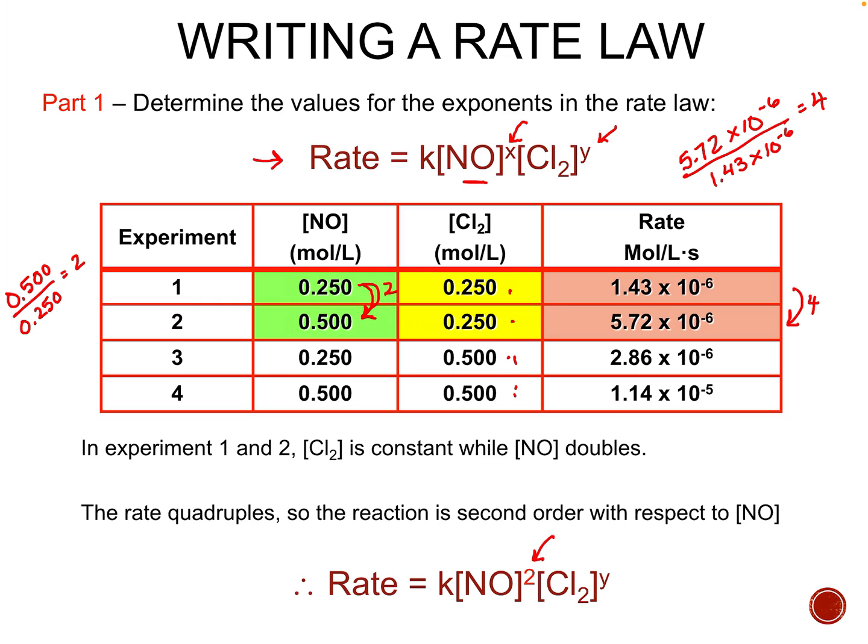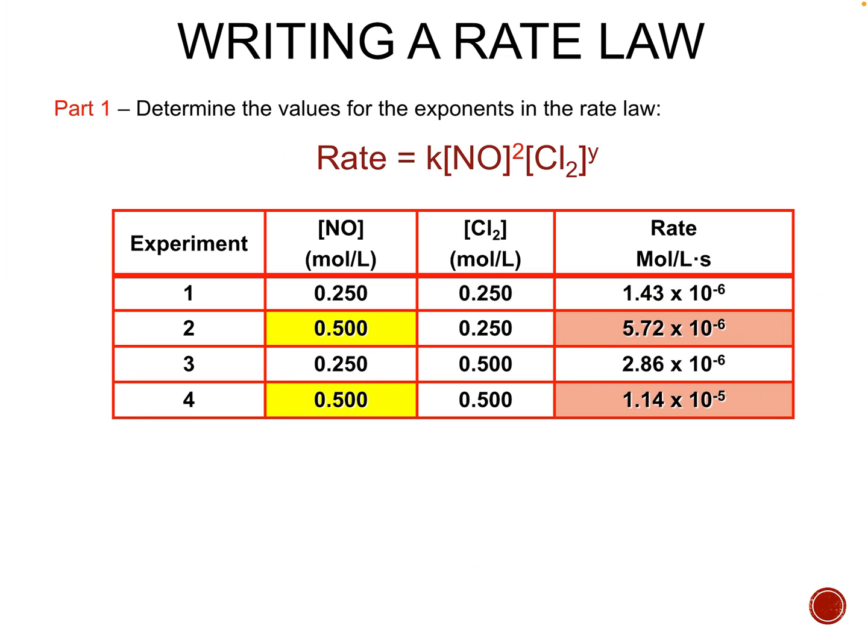Now we can do the same thing and figure out the order with respect to chlorine. When we're doing that, we need to find two experiments in which nitrogen monoxide now doesn't change. You could have used experiments 1 and 3. I chose experiments 2 and 4 just because. You could do either one. Again, it doesn't matter as long as nitrogen monoxide is staying constant.